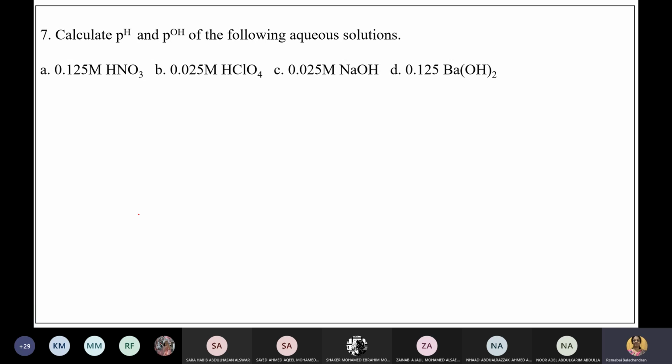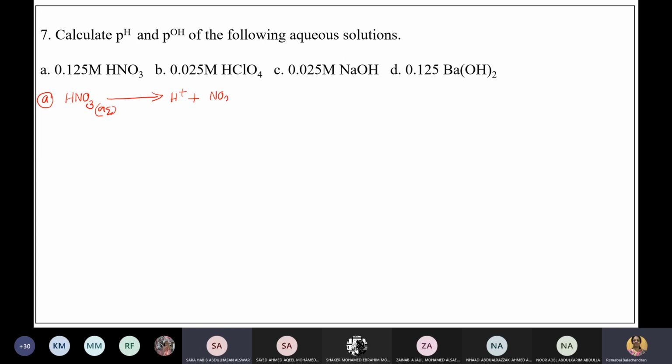So to find pH and pOH, you need the concentration of H plus. For part A of the question, I'm going to write the equation. HNO3 is a strong acid. In aqueous solution, it will ionize completely. I just write one side arrow. Why am I writing just one side arrow? Why not both sides? Because it's strong. Yes, because this is a strong acid.